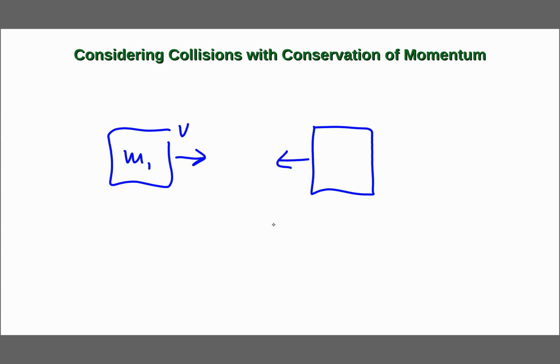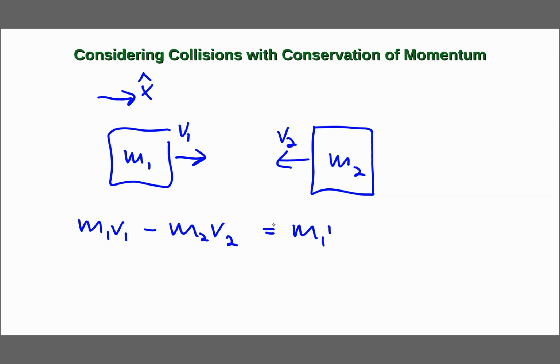If we call this one M1 and say it has V1 beforehand, this one M2 and say it has V2 beforehand, then because this is one dimension, we just have x hat like this. I can write M1 V1 minus, because this V2 is in the minus x hat direction, M2 V2 equals M1 V1 final plus M2 V2 final, okay?